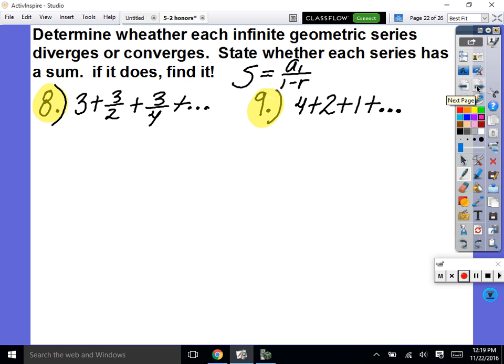Okay, so let's determine whether each is infinite or finite, and determine whether each infinite series diverges or converges. State whether each series has a sum. If it does, find it. Look at number 8. Can we find the sum of this?